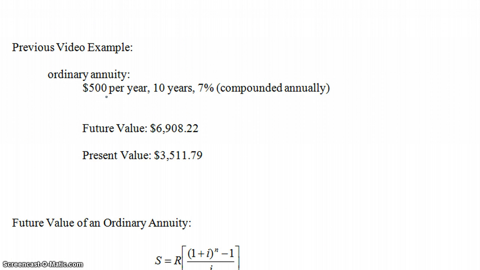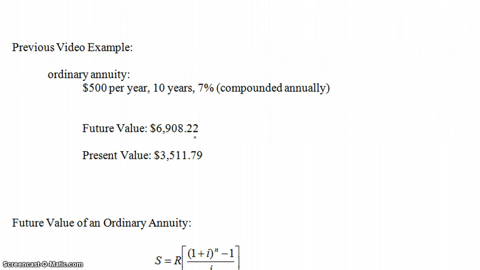We had an ordinary annuity where we were putting in $500 per year at the end of the year for 10 years at 7% interest, compounded annually. And the question was, what was the future value and what is the present value of this annuity? So by future value, we mean how much do you have in this account at the end of 10 years? Now why at the end of 10 years? Why am I choosing that as the future value? Well, that's how long the annuity is.